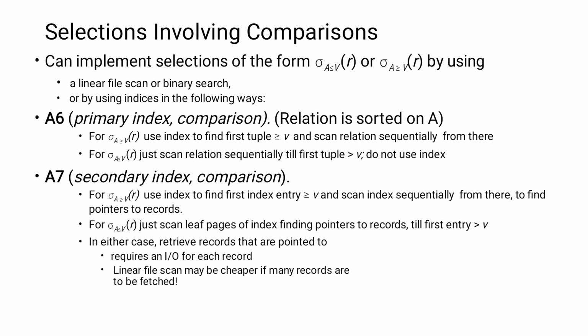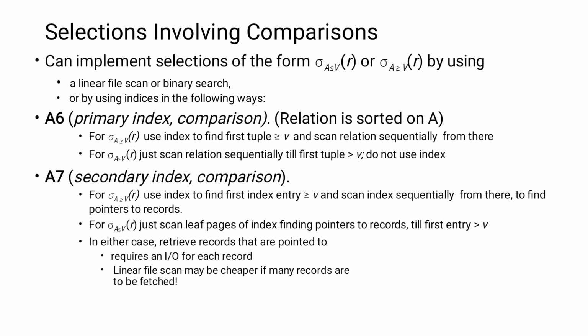And A7 is the secondary index, comparison. We can use a secondary ordered index to guide retrieval for comparison conditions involving less than or equal to, greater than or equal to. And the lowest level index blocks are scanned either from the smallest value up to V or from V up to the maximum value.